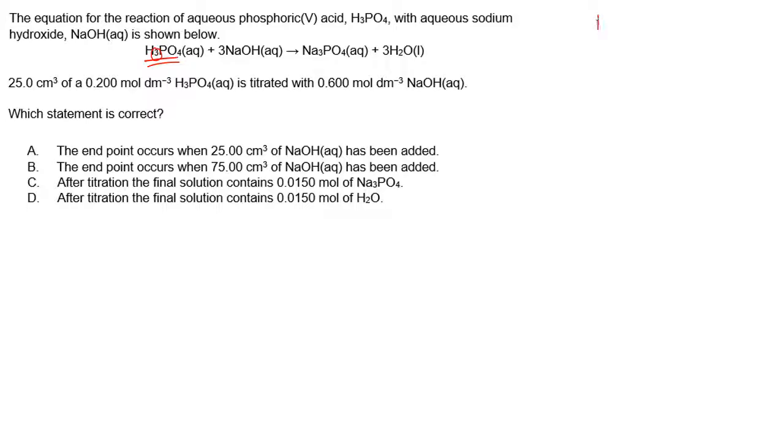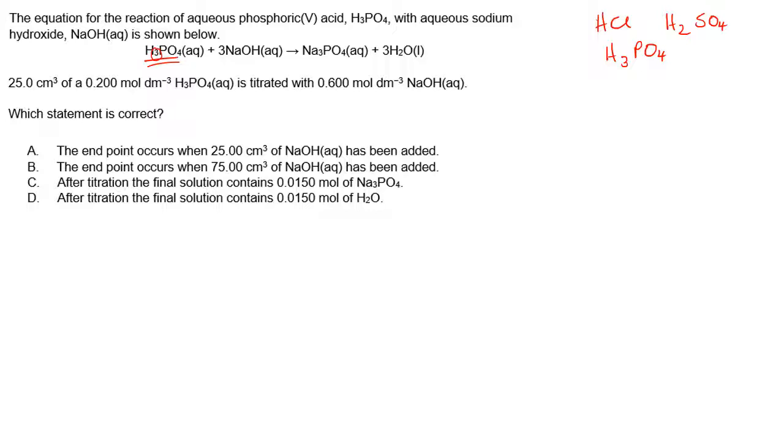You're very familiar with hydrochloric acid, where you have 1 hydrogen per acid molecule. And you're also familiar with sulfuric acid, H2SO4, where you have 2 hydrogens per acid molecule. But here in phosphoric acid, we have 3 hydrogens per acid molecule.